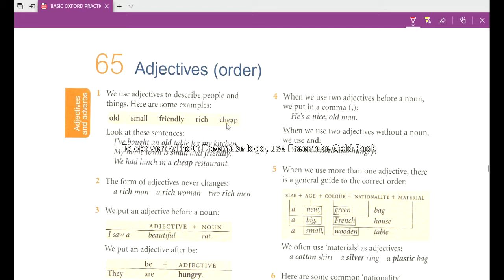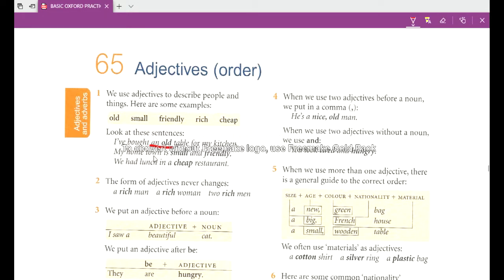We said before that we use them to describe people and things, so look at these sentences. I've put an old table in my kitchen. Here I underline in red old. And you know why we say an old and not a old, right? An old table for my kitchen.